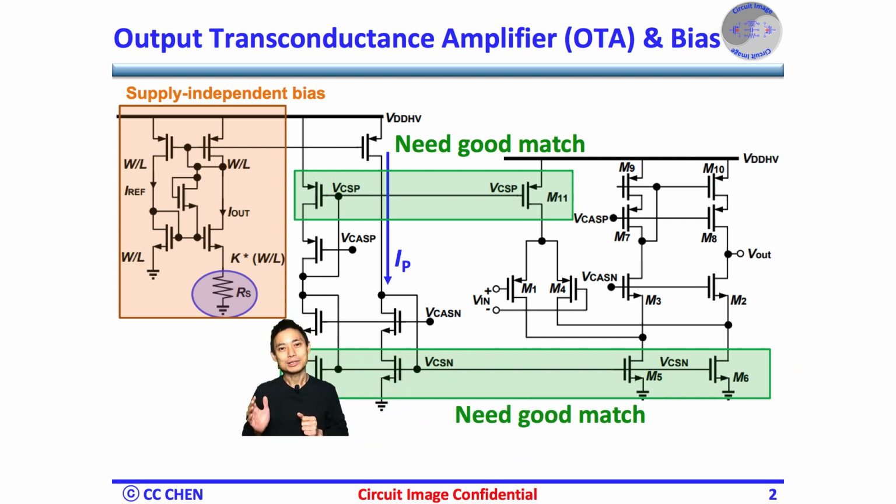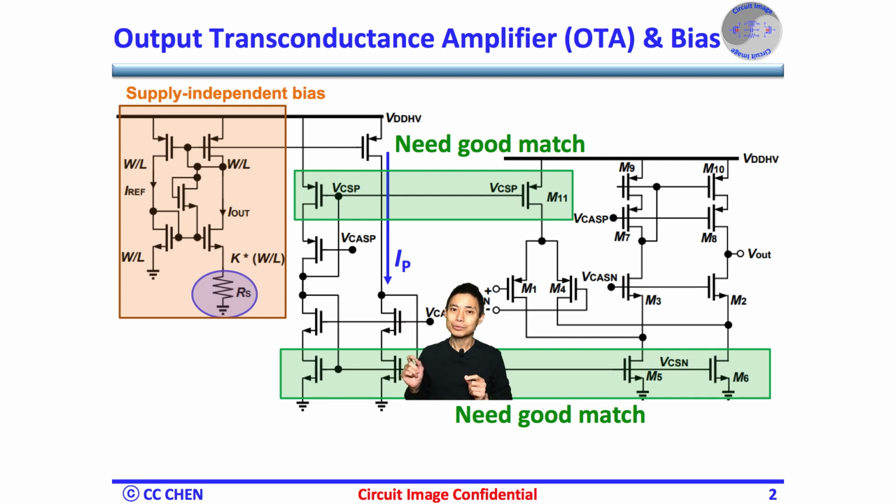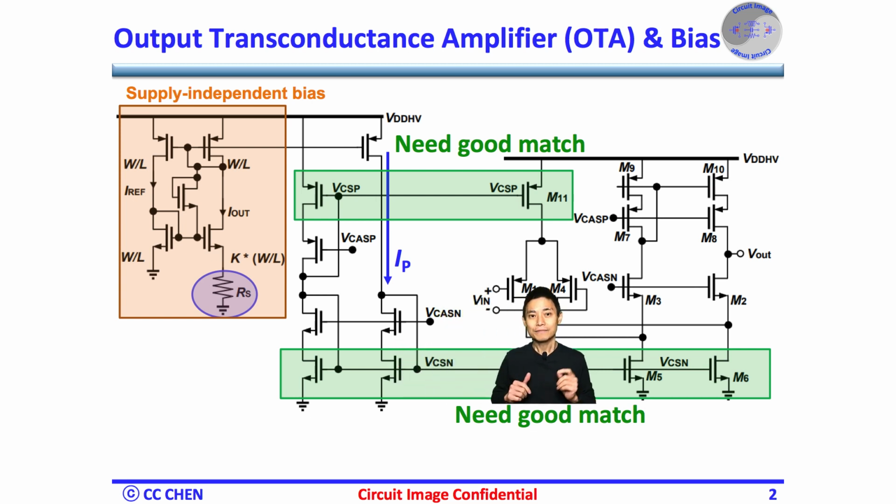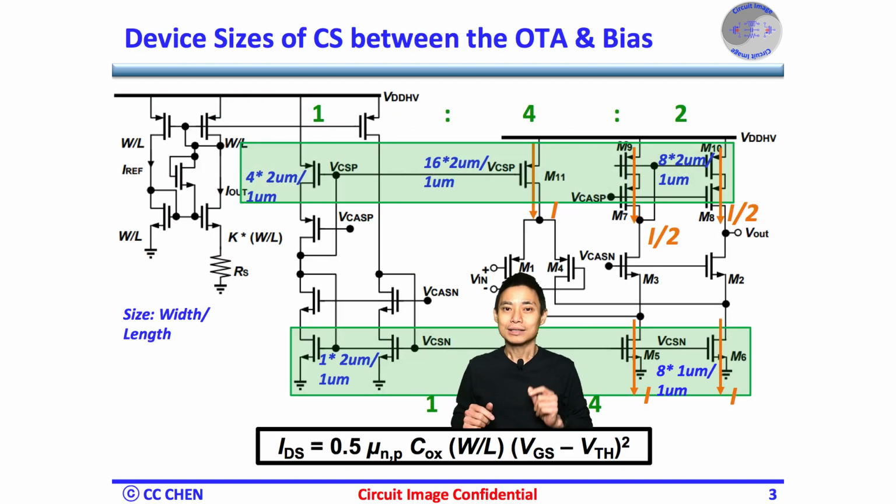From the circuit images, the supply independent bias current with the resistance RS is sending the current IP to the OTA bias. And then, obviously, all the mirrors are performed through the VCSN, VCSN, and VPCS. As we discussed in the white current mirror video, those current source devices must match well between the bias and the OTA. Let's look at the device size of the current source between the OTA and its bias closely.